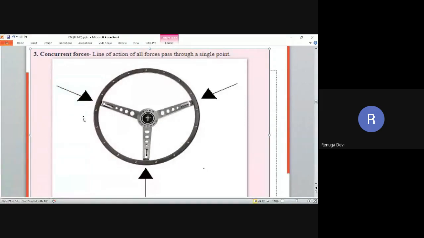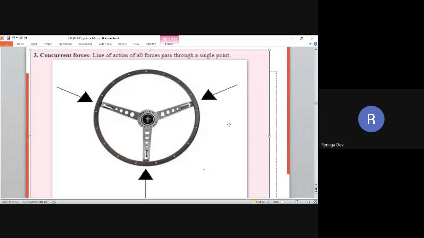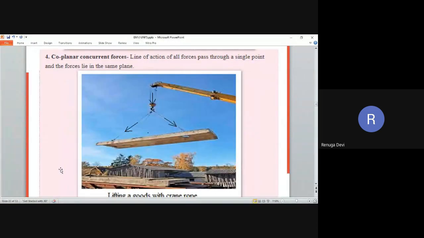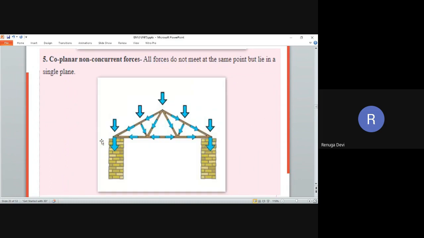You can see how it changes. So if you are applying transmissibility, this force comes in here from this like this, and this force will move like this, and this force will move like this. So now concurrent forces. And this is coplanar non-concurrent forces. So you just see here in a single plane, 1, 2, 3, 4 forces are connected here at a single point.